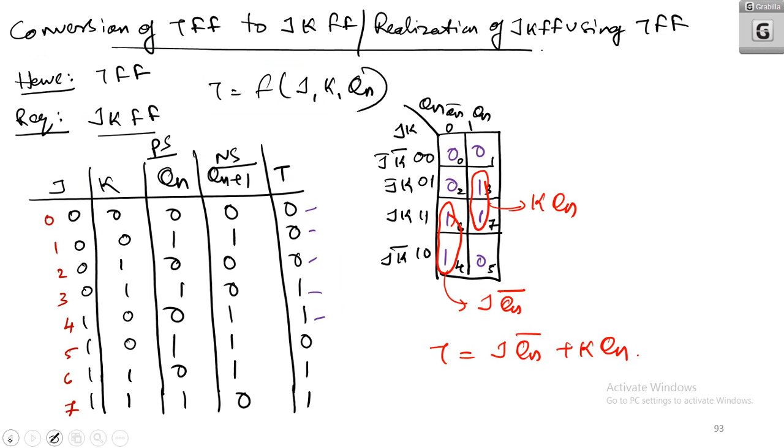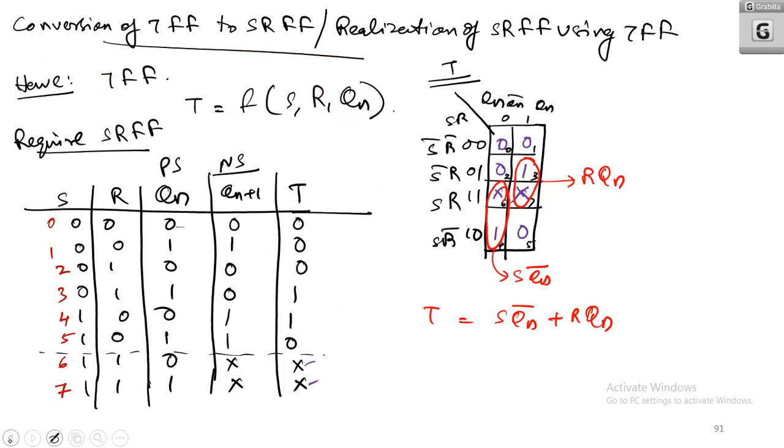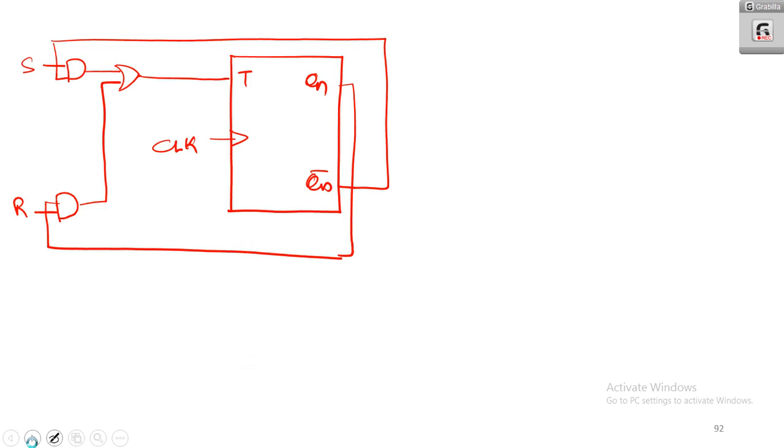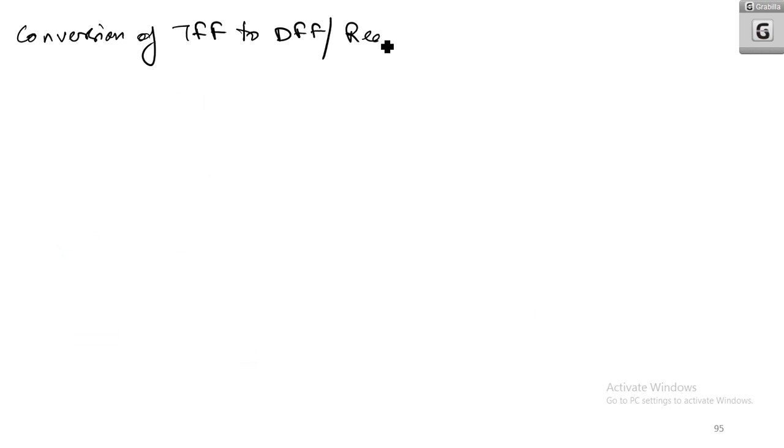Now the last conversion is conversion of T to D. So we have converted T to SR, T to JK, and the last conversion is conversion of T flip-flop to D flip-flop, or what you can write is realization of D flip-flop using T flip-flop.